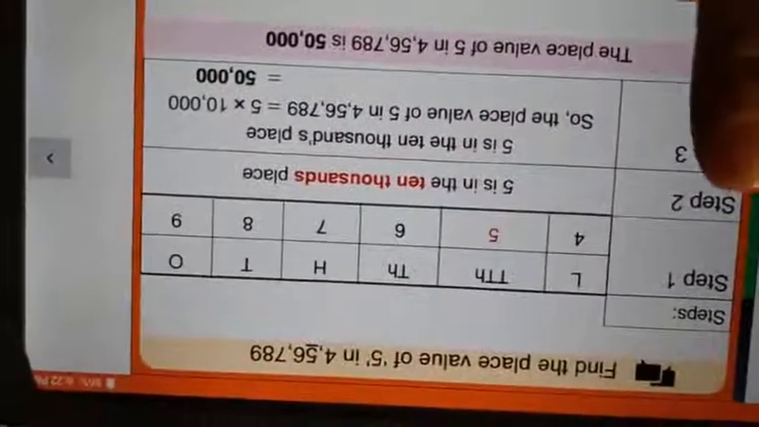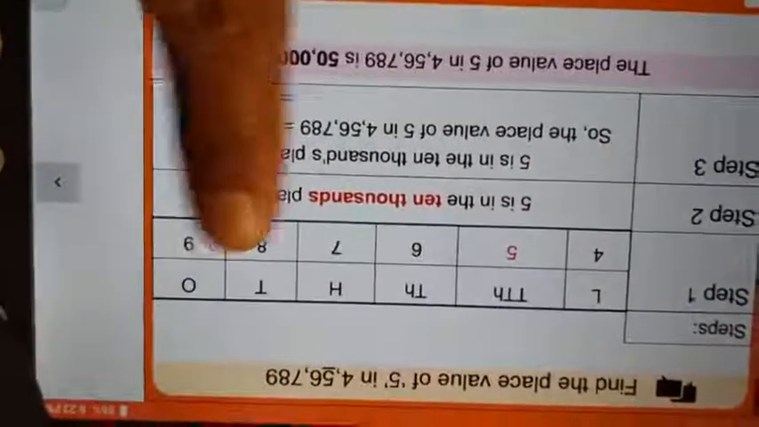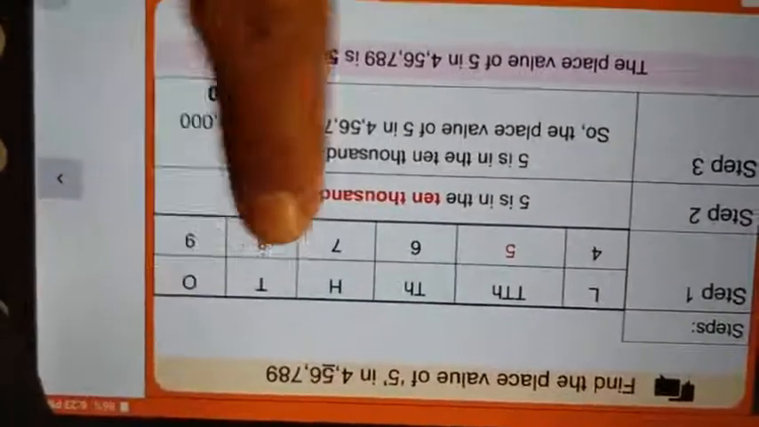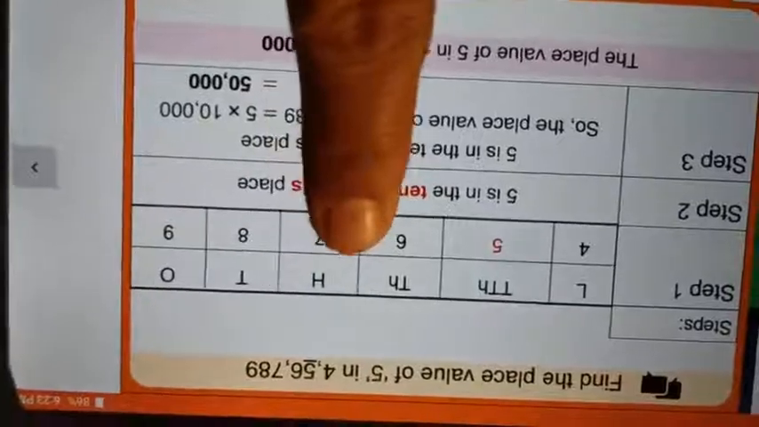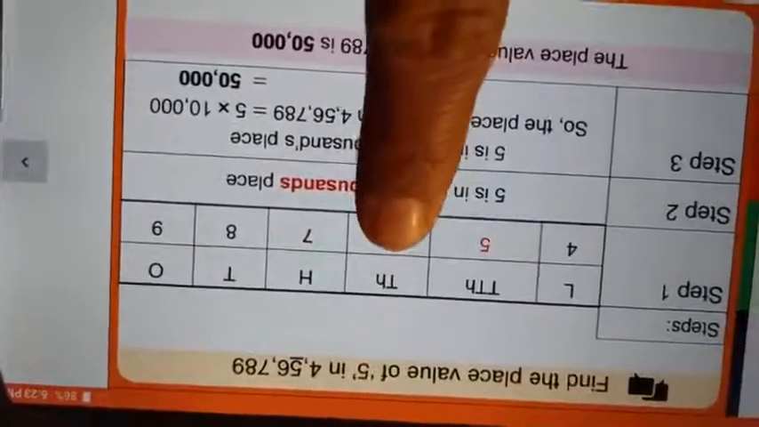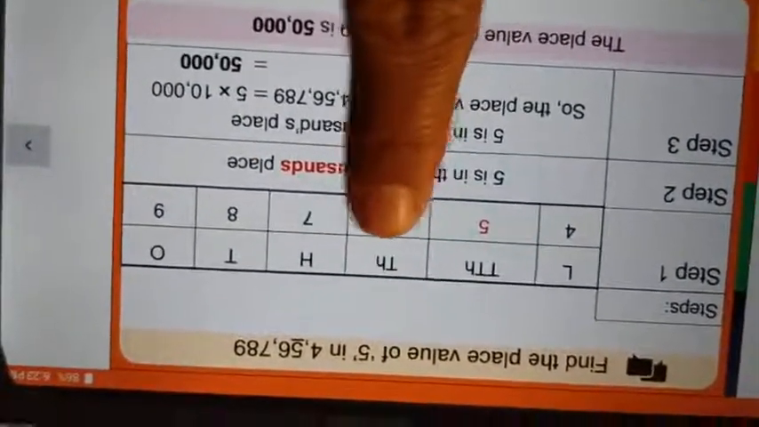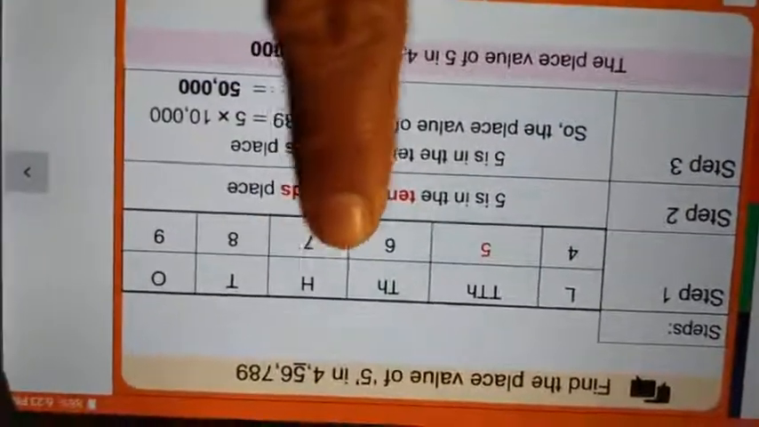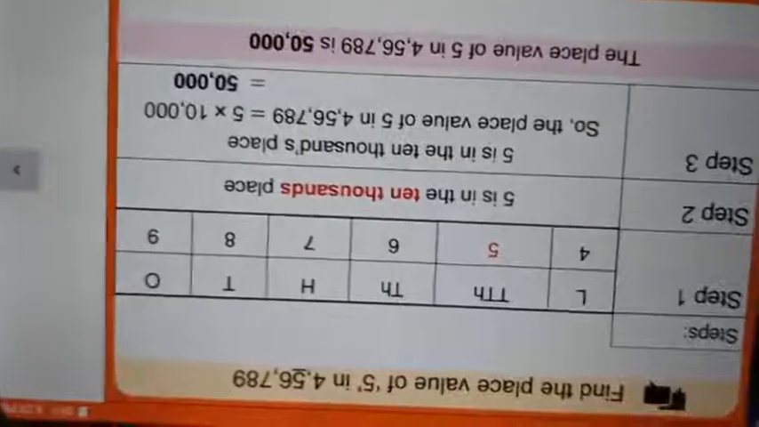First of all, we have to draw the boxes and write the places: ones, tens, 100, 1000, 10,000 and lakhs.